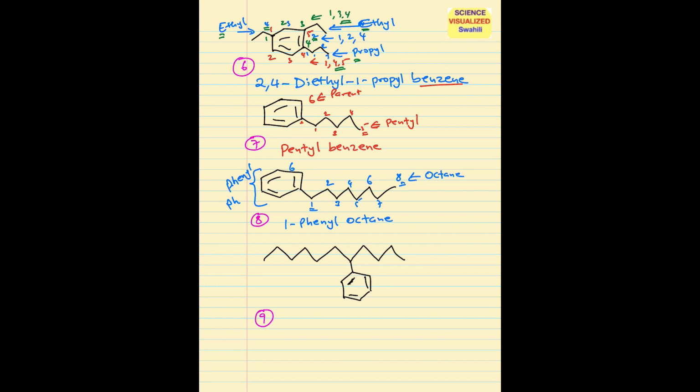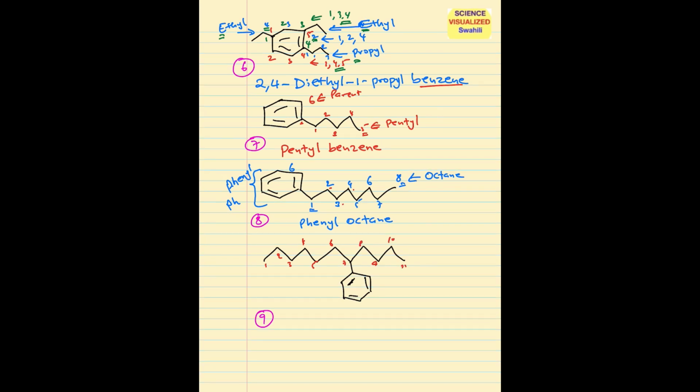And again, as we mentioned before, you really don't need to show this 1. You can eliminate that because it implies that it's on position number 1 if you don't show it. But if it was on another carbon, like say 2 or 3 or 4, then you will need to show the position. Look at the next example. We have a straight chain. We can count from this side 1, 2, 3, 4, 5, 6, 7, 8, 9, 10, and 11. Or we can count from the left 1, 2, 3, 4, 5, 6, 7, 8, 9, 10, and 11.